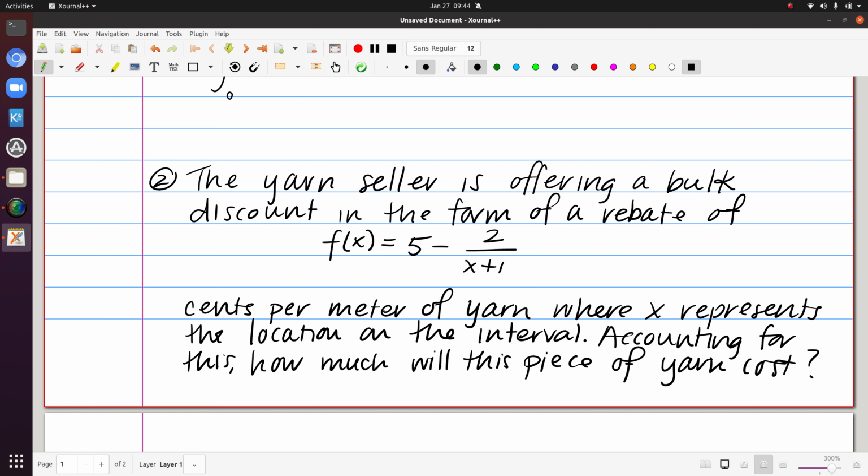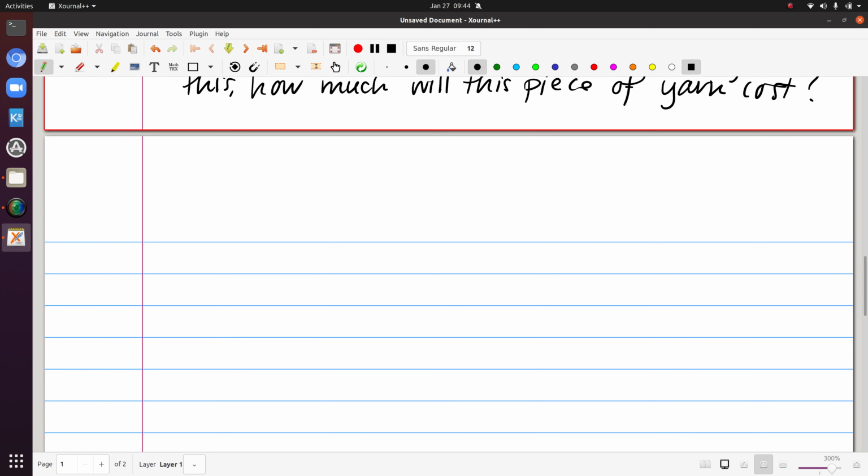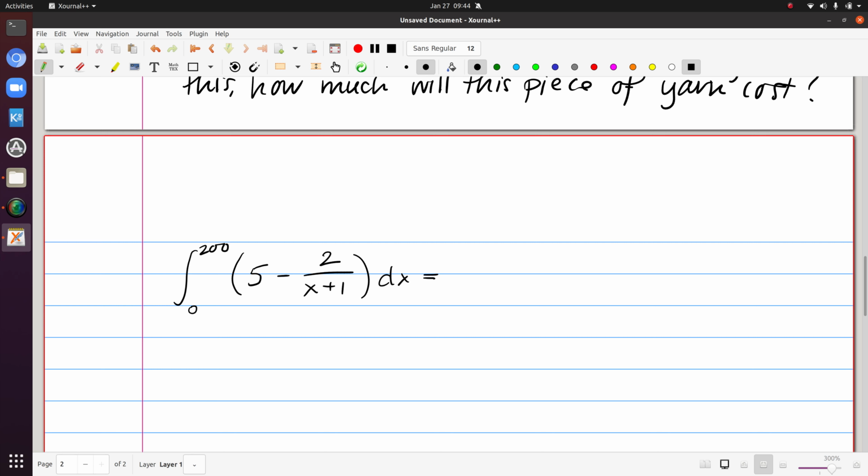Given this extra information, now what would the price of this piece of yarn be? Here we have the same length, the same amount of yarn that we're purchasing, but the price is no longer constant. You can see that this function is now going to vary with the point x along the piece of yarn. So I can integrate this to now get the price of the piece of yarn, and it's not simply going to be 5 times 200.